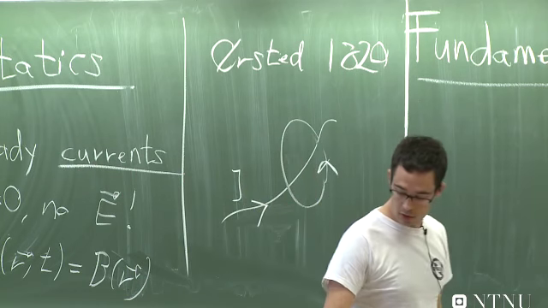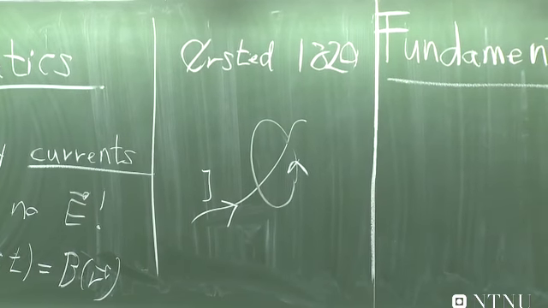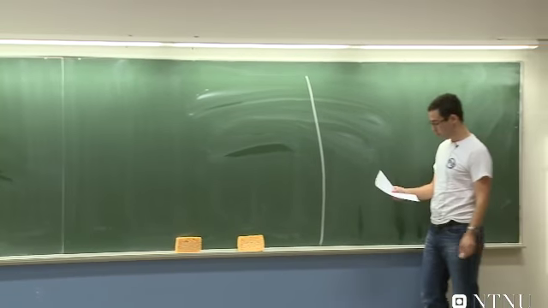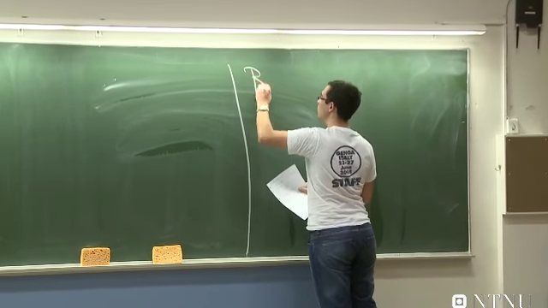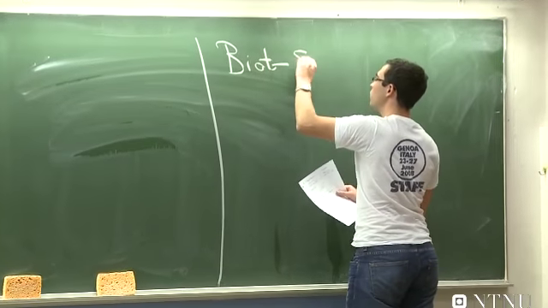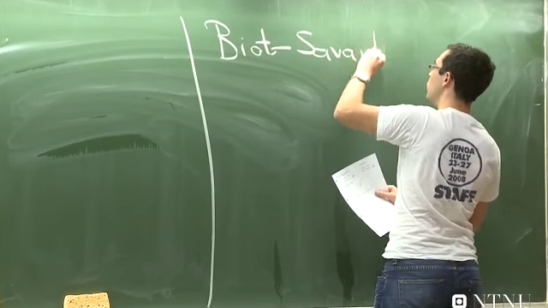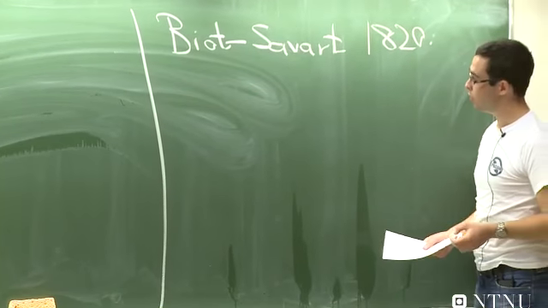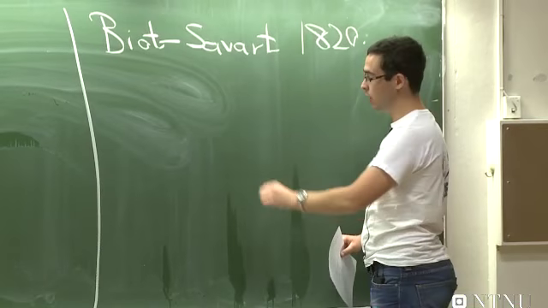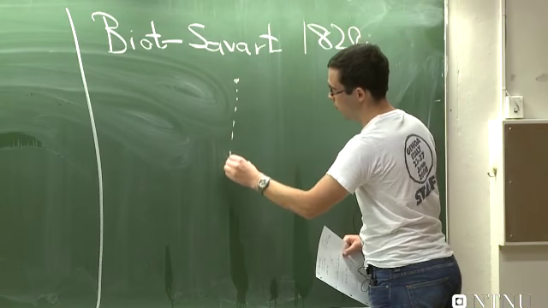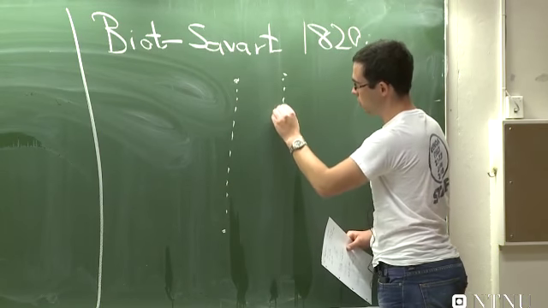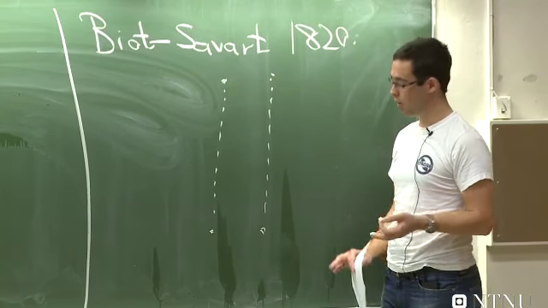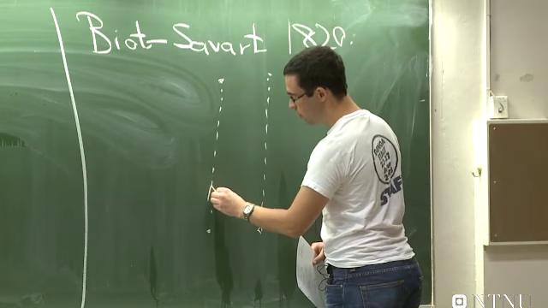I was planning on... should have left some more space. So, another important discovery was the following, made by Biot and Savart, two French physicists, in 1820. So this was a hot topic in the 1820s, I guess. They did the following. Just show it schematically. They hung two wires like this, and then they put a current through them.